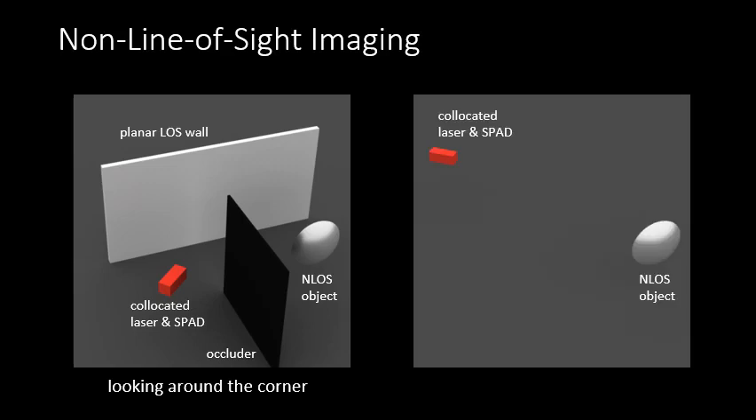Alternatively, the object may be within the field of view of the sensor, but occluded from it through some optically thick diffuser, for example a piece of paper. We refer to this scenario as looking through a diffuser.